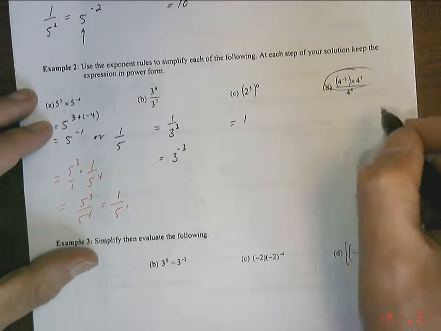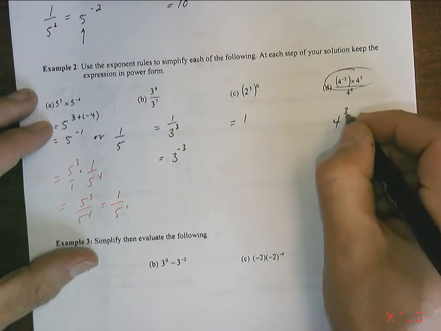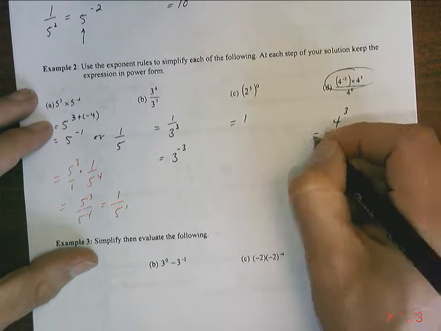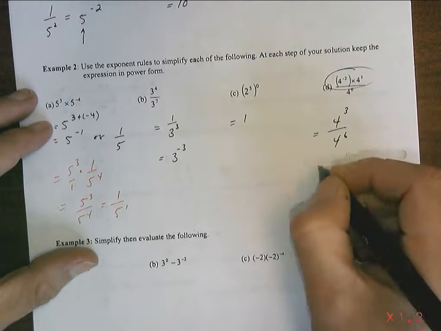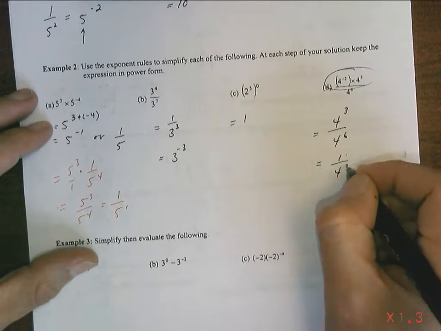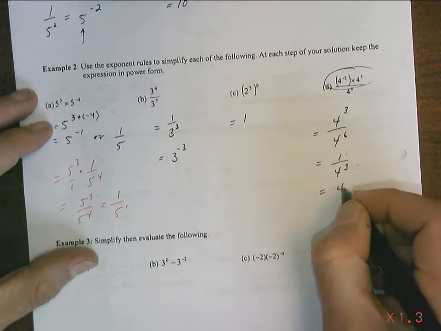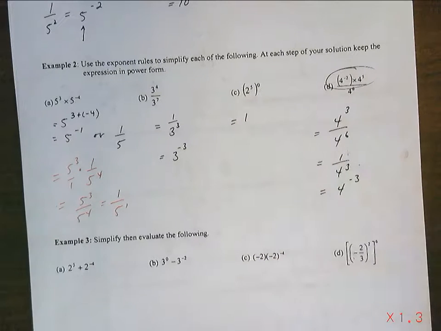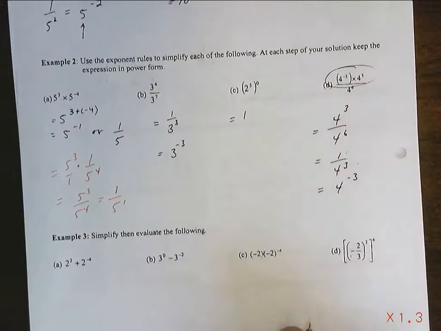Let's deal with the top first. So it's going to be 4 to the 3 on the top over 4 to the 6. Where are there more 4s? On the bottom. How many more? 3 more. So if we wanted to have a negative exponent, we could have 4 to the negative 3.